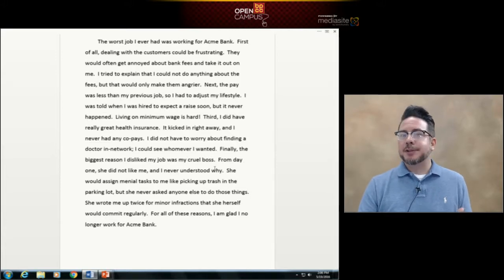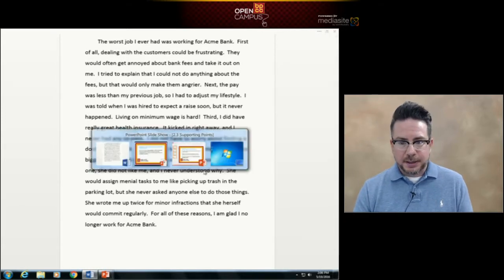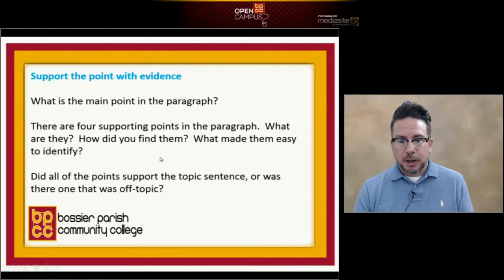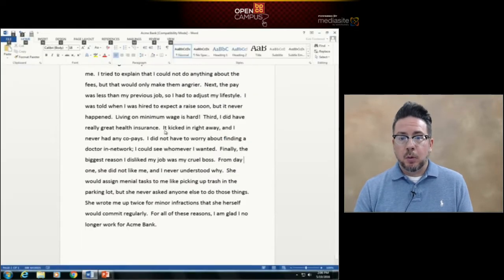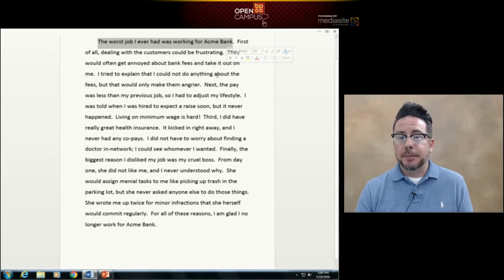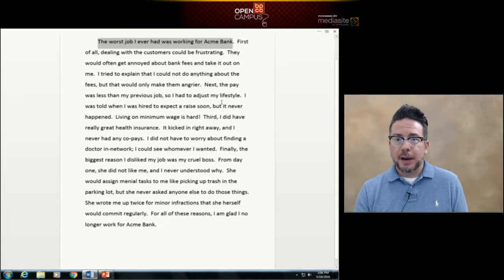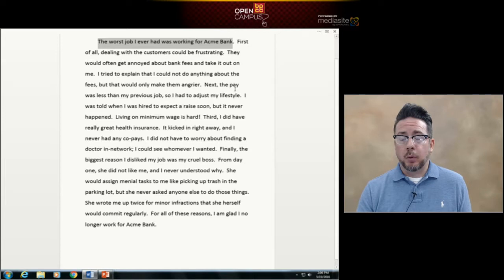Okay, so hopefully everyone has read the paragraph now. Let's discuss it. What is the main idea in the paragraph? What is the main point? Well, we can see the main point in the very first sentence. The worst job I ever had was working for Acme Bank. Now, how many supporting points do we have here? How many did you see as you were reading? Well, we have 4 supporting points. And how did you easily identify those in the text?